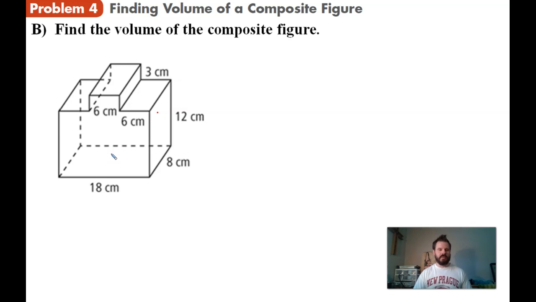Okay, we've got a larger one on the bottom, a smaller one on top. So what I'm going to do is find these volumes separately and then add them together to finish it up. We'll start off with our V, and I'll say V sub L for volume of the large. Volume of a prism, just area of the base times the height. For the base, we can say we have 18 times 8, and then height would be 12.